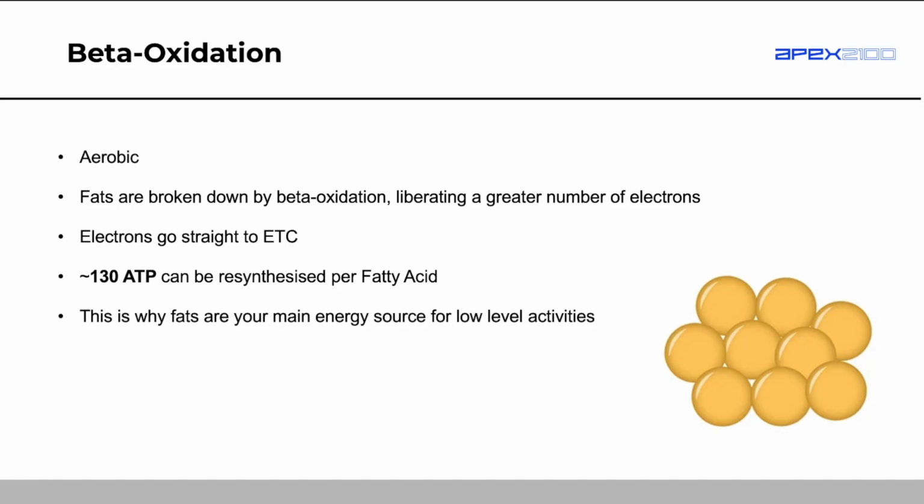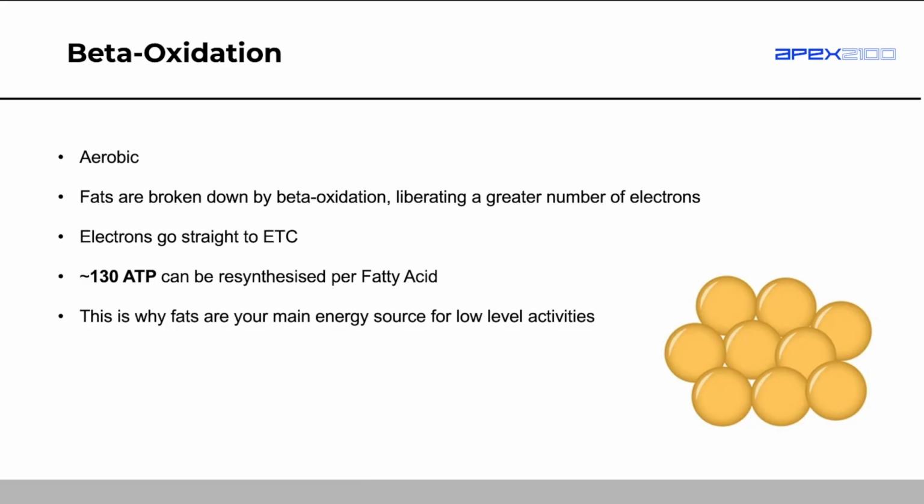Let's talk about fats in the oxidative system. So in aerobic exercise, if we've used all of the glucose available, we're eventually going to move on to using fats for energy. So fats are broken down through a process called beta oxidation. This process releases lots of electrons which move directly to the electron transport chain. So the same as the oxidative system with glucose, we eventually get to this electron transport chain.